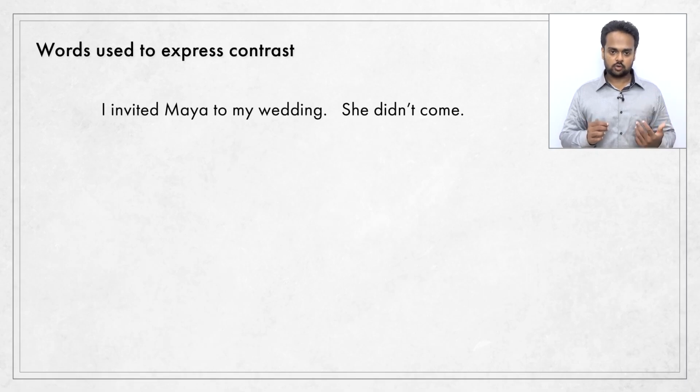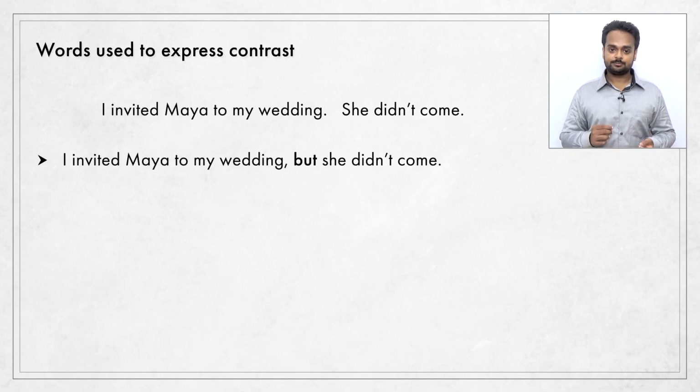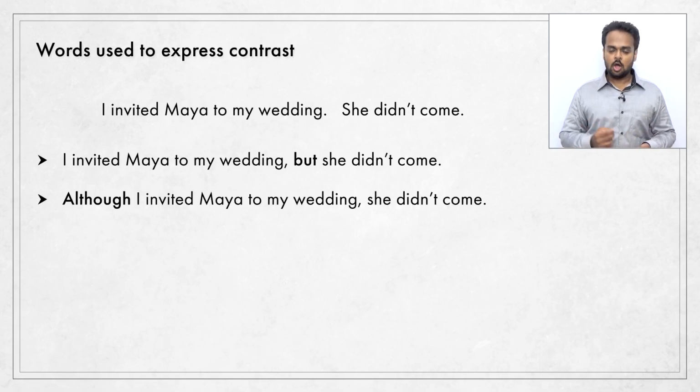We call that contrast, and to express this contrast clearly, we can do this. I invited Maya to my wedding, but she didn't come. The word but is the simplest contrast word. It's very easy. Instead of but, we have some other options like although. Although I invited Maya to my wedding, she didn't come. Notice here that although is used to set up the expectation. It's added to the sentence that gives us the expectation.